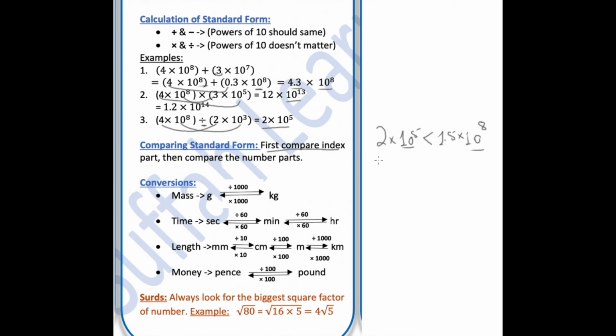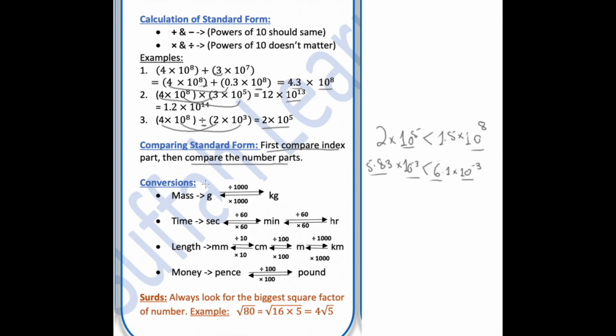Now if I write another example, 5.83 times 10 raised to the power minus 3, and here I'm going to write 6.1 times 10 raised to the power minus 3. Now look, the index part is the same. So whenever the index part is the same, you compare the number part. Comparing the number part, 6.1 is greater than 5.83, so the second number is greater. So always compare the index part first, and then the number part.